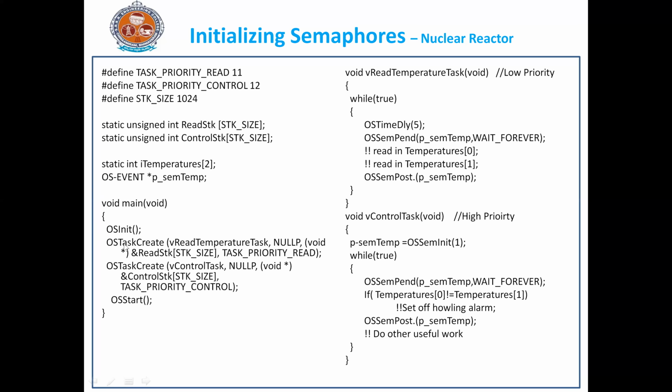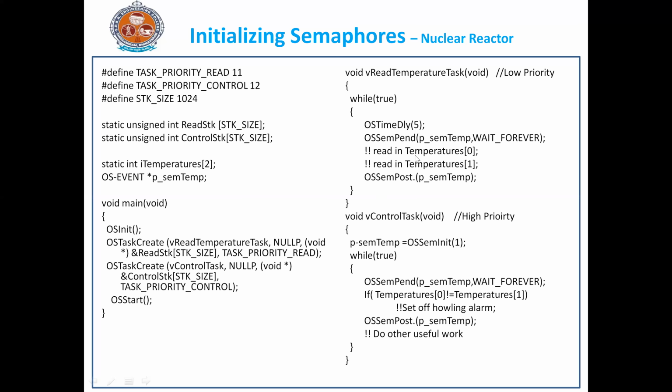So here, in the main function, first the OS init function will be called, and immediately after that OS create task is called. Both tasks are created: the V read temperatures task, and then the V control task. Those two tasks are created, and then you will start your RTOS.